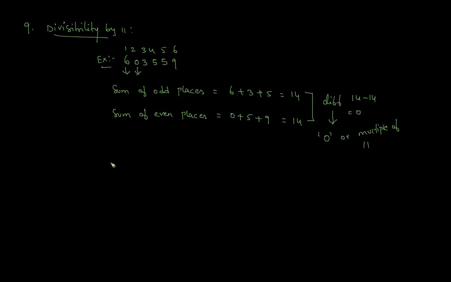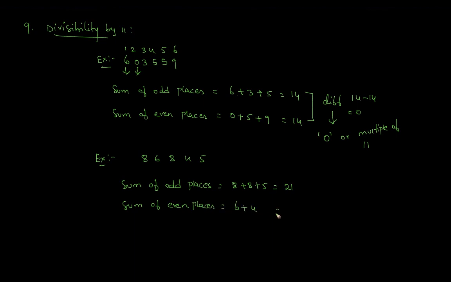Understood? Clear? We will take one more example. 86845. How many places do we have? Only 5 places. Now we will check the sum of odd places. First we need to do the sum of odd places. What is the sum of odd places? 8 plus 8 plus 5, 21. What is the sum of even places? 6 plus 4 equals 10.